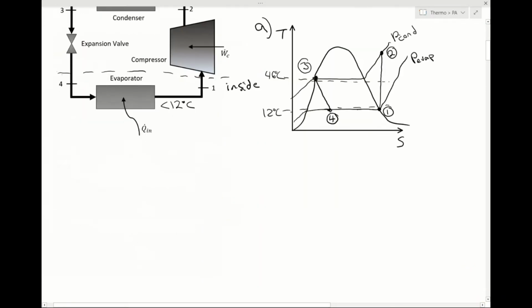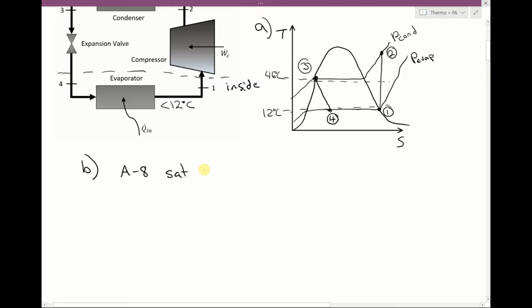So this gives us a chance to start to write out part B. Now to do this, we're going to take a look at table A8, and we know that in this saturated region, pressure and temperature are directly connected. So by selecting a particular pressure, we can guarantee we're going to be at a particular temperature. Table A8 is the saturated table for R22, the fluid we're working with, and this one's organized by temperature.